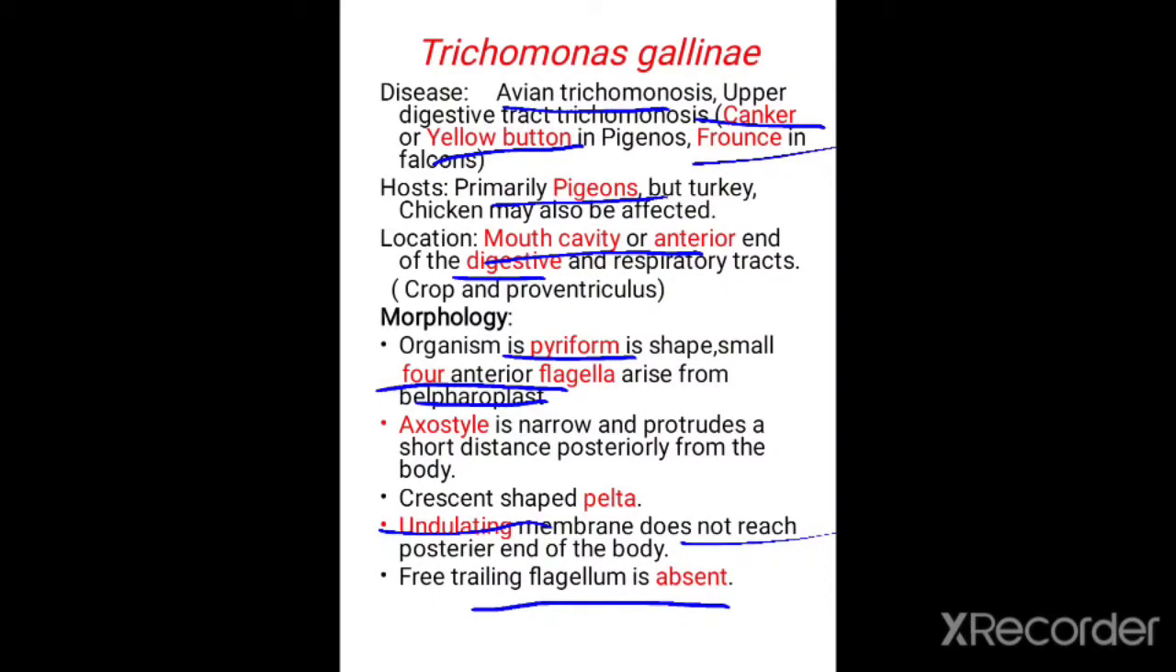The parasite is located in the upper cavity or anterior end of the digestive and respiratory tract. The organism is pyriform in shape. There are four anterior flagella arising from the blepharoplast, but the posterior periflagellum is absent. This is unlike in the case of Trichomonas foetus.